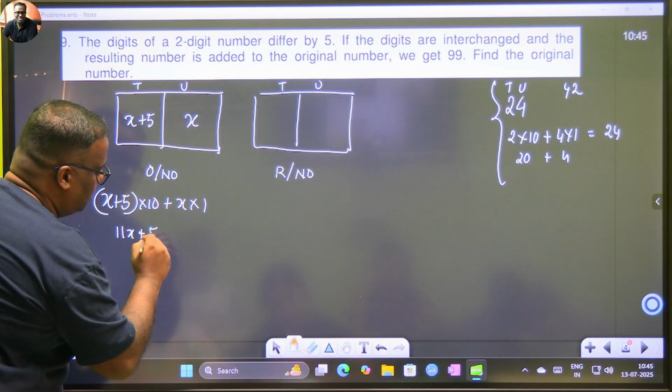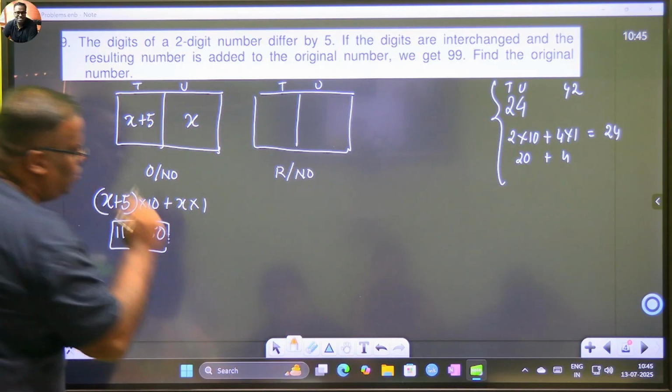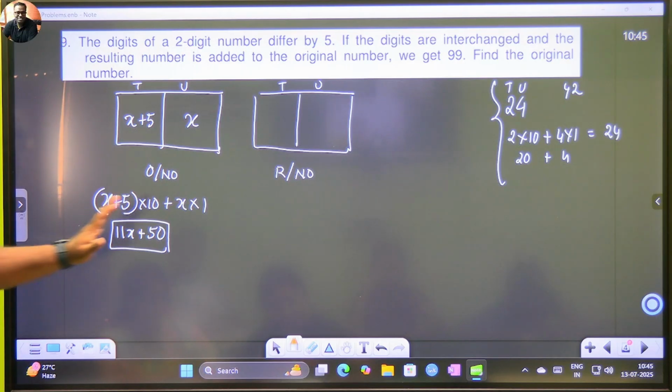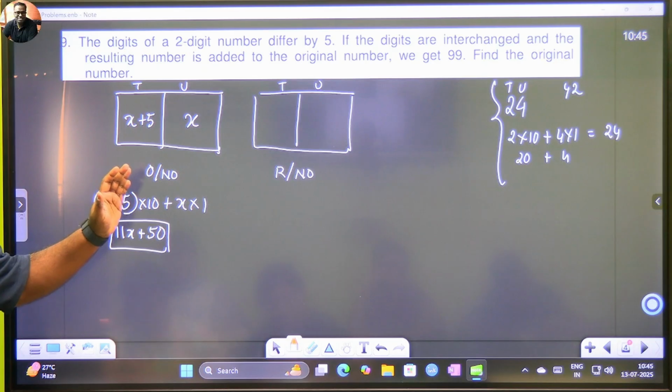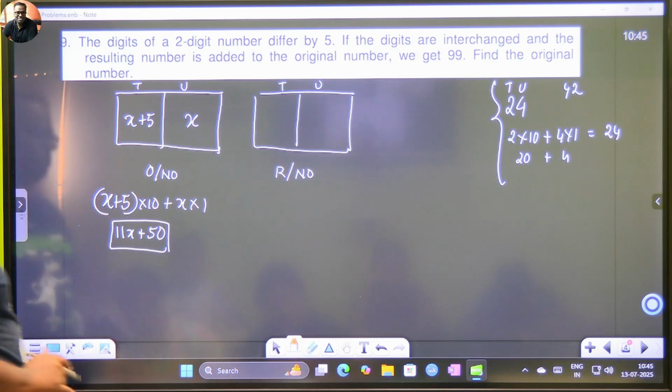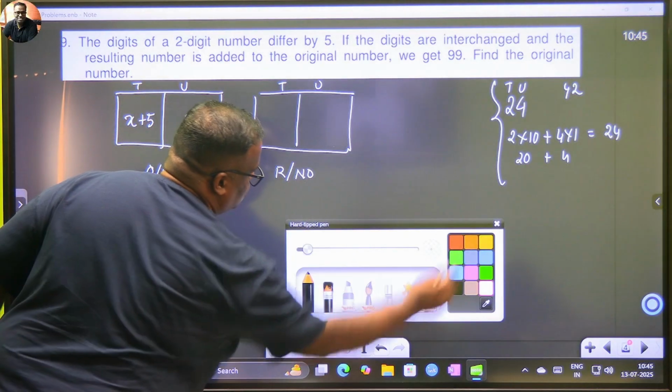This is our number, the original number. Have you understood? Who has understood this logic? Who has not understood? Anyone who has not? Okay, no problem. Let's say the question is done this way. Let's do it this way.